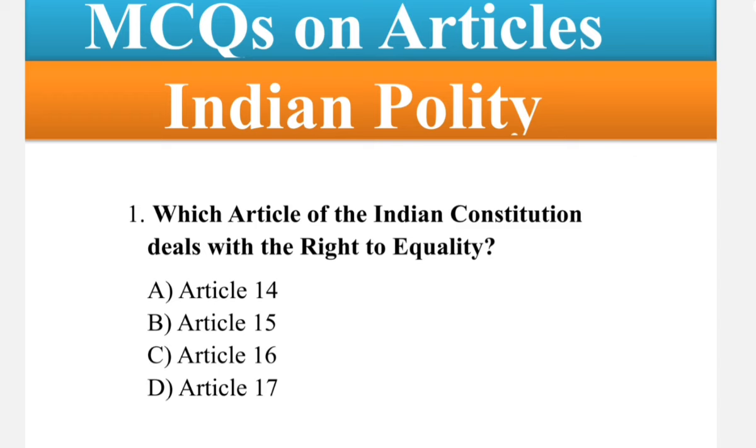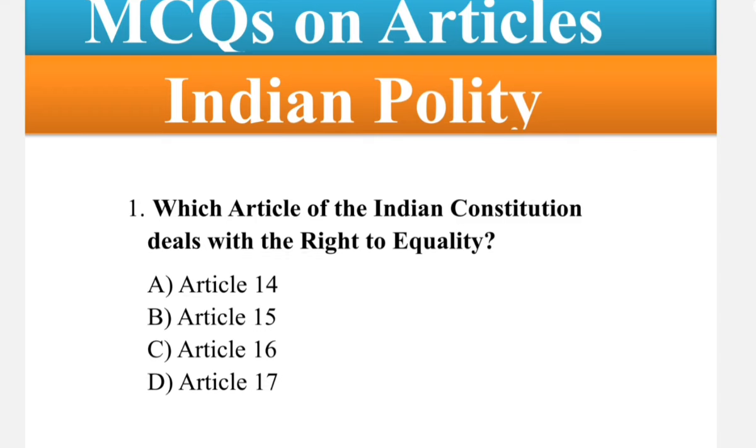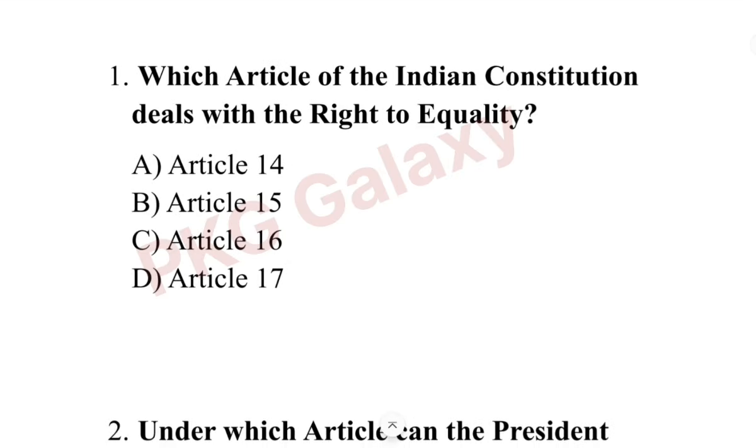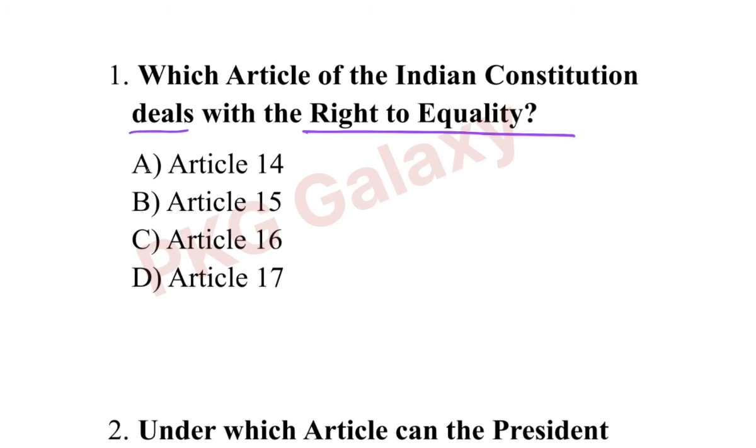Okay, let's get started. First question. Which article of the Indian Constitution deals with the right to equality? The correct answer is option A, Article 14. Article 14 guarantees the right to equality, ensuring the equal protection of laws and equality before the law within the territory of India.